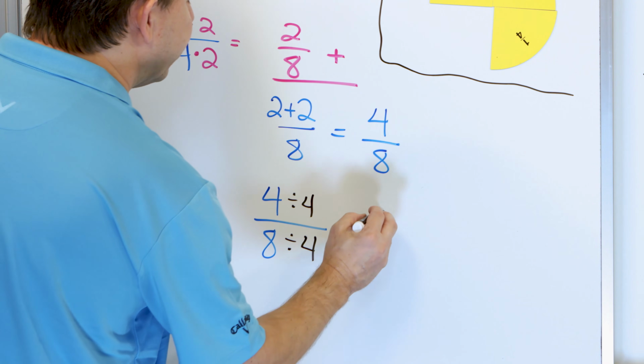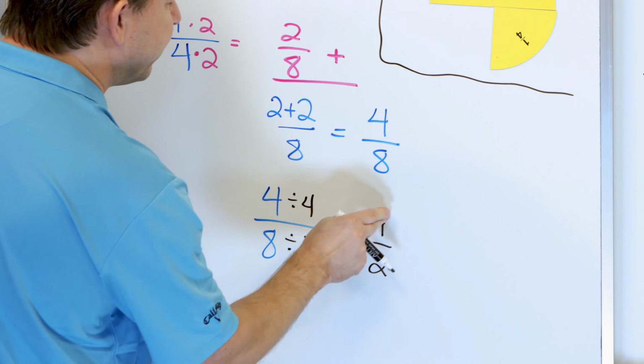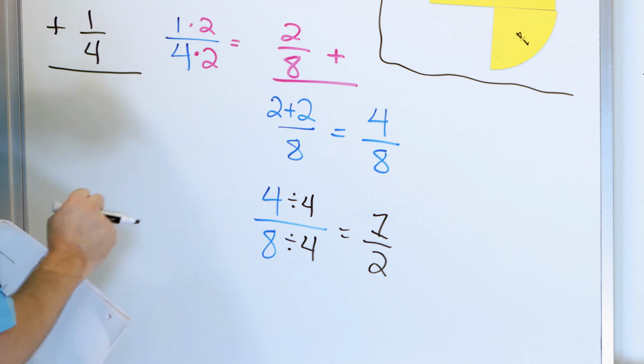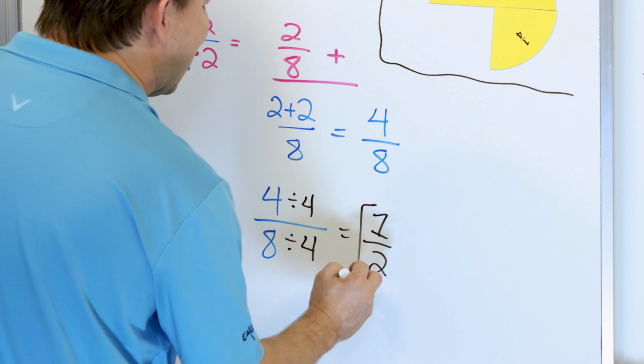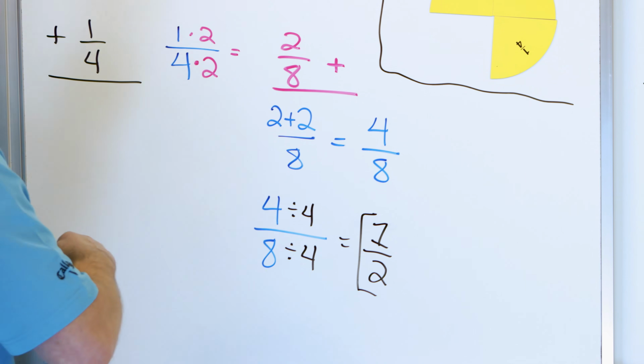So 4 divided by 4 is 1. 8 divided by 4 is 2. 4 divided by 4 I said was 1, and I of course wrote the wrong thing down. It should be a 1. And then 8 divided by 4 is 2. So you get 1/2. 2 times 4 is 8, and 1 times 4 is 4. So the answer is 1/2.